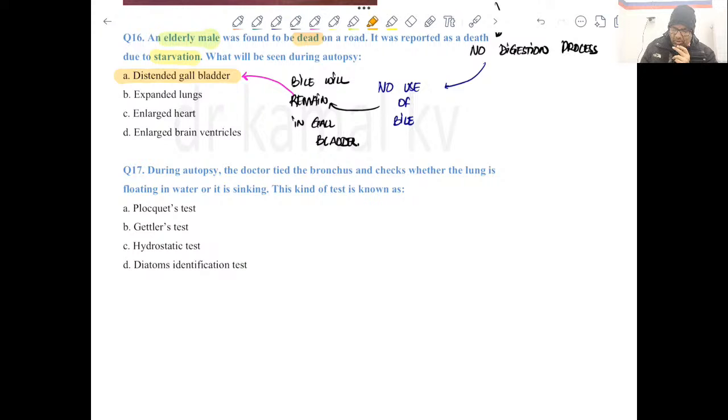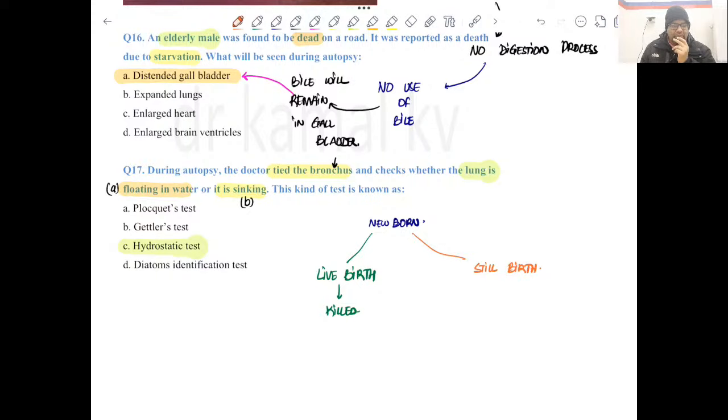Now, what is this? During autopsy, the doctor tied the bronchus and checks whether the lungs float in water or sink. Now, what is this test? So the bronchus is tied, and now the lung is dipped in the water, and the doctor wants to check whether it is floating or whether it sinks down. Yes, this is the hydrostatic test. Now, this hydrostatic test is done to check whether a newborn is a live birth and then killed, or it's a case of stillbirth.